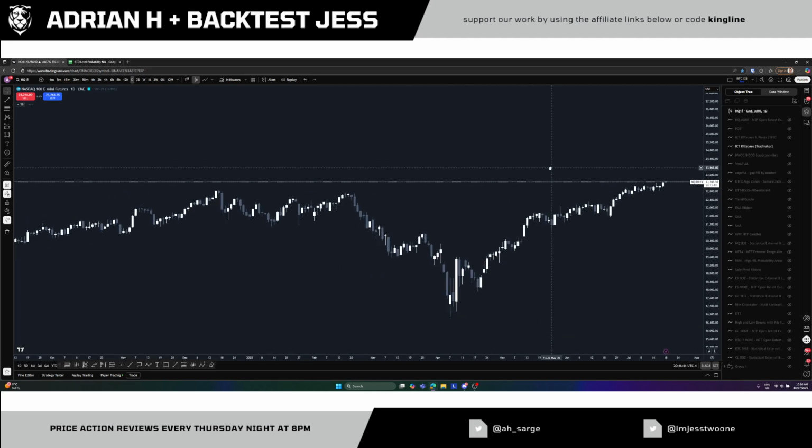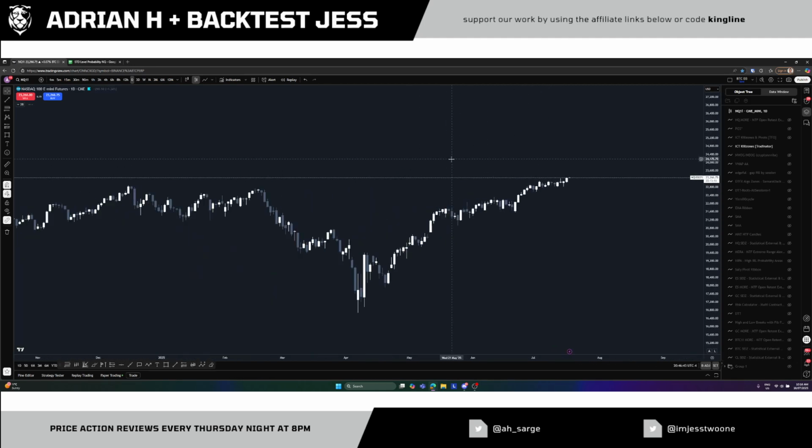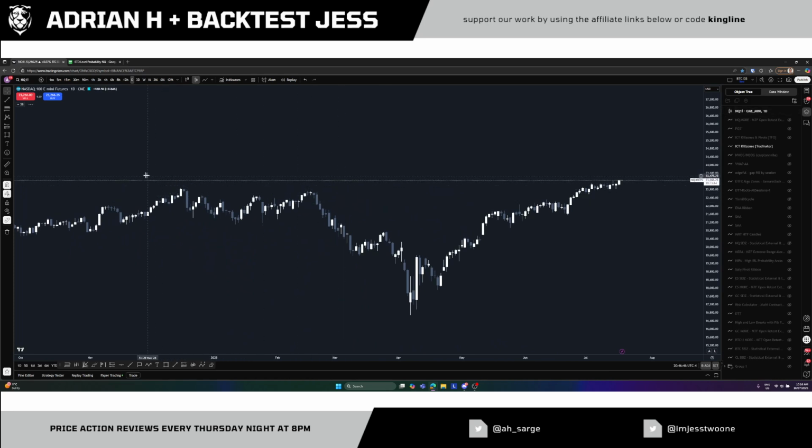We're going to our daily. So daily we'd been looking at, we have a power of 3. So we have our accumulation range up here.